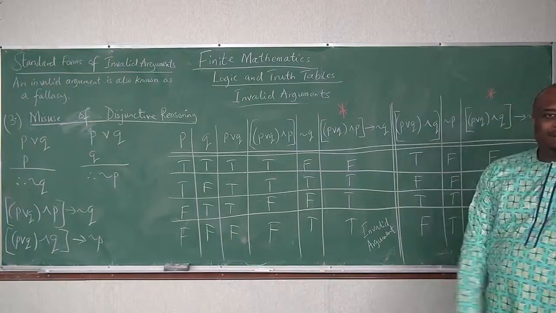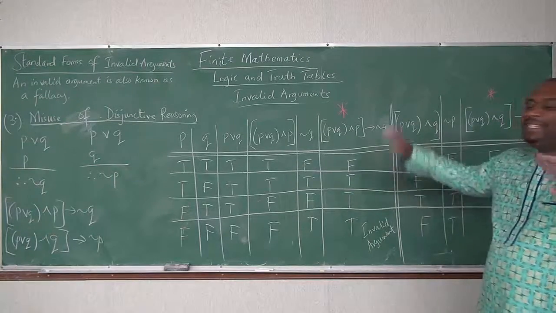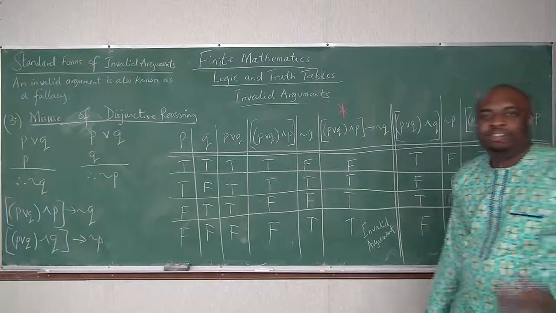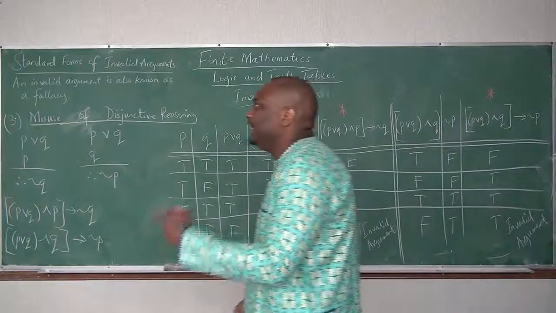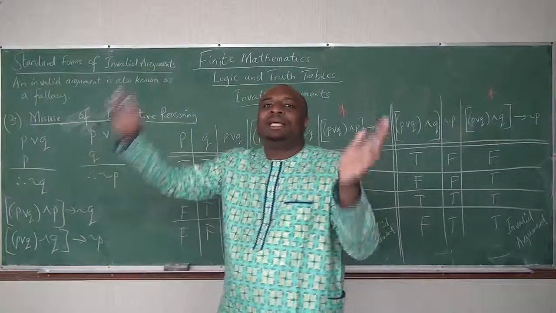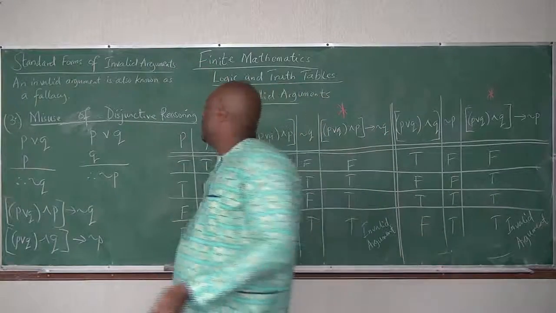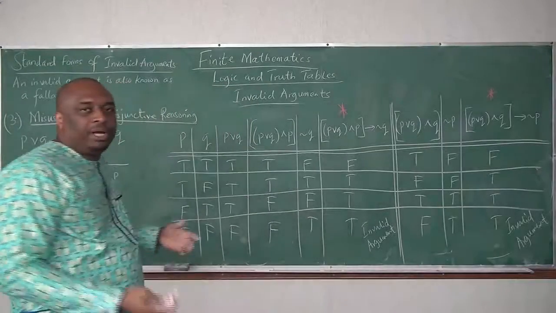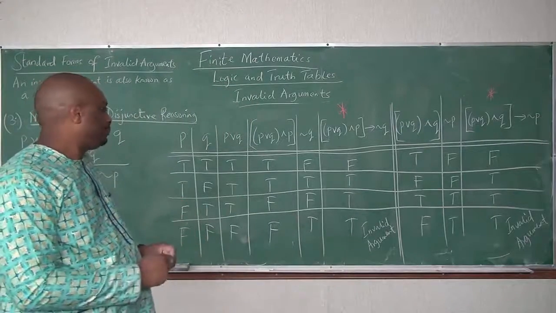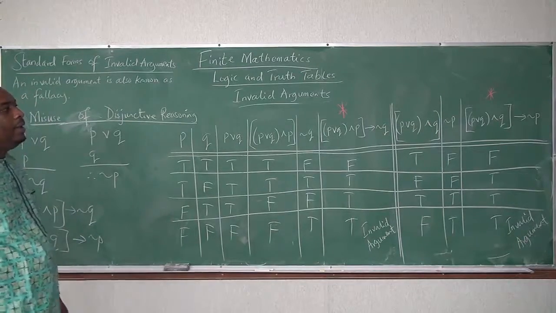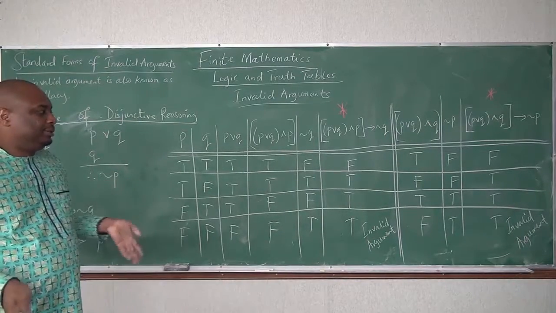Both of them are equivalent statements because they have the same truth values in the final column of their truth tables. So they are what we call equivalent statements. Okay, so it's an invalid argument. Now this is the first method.